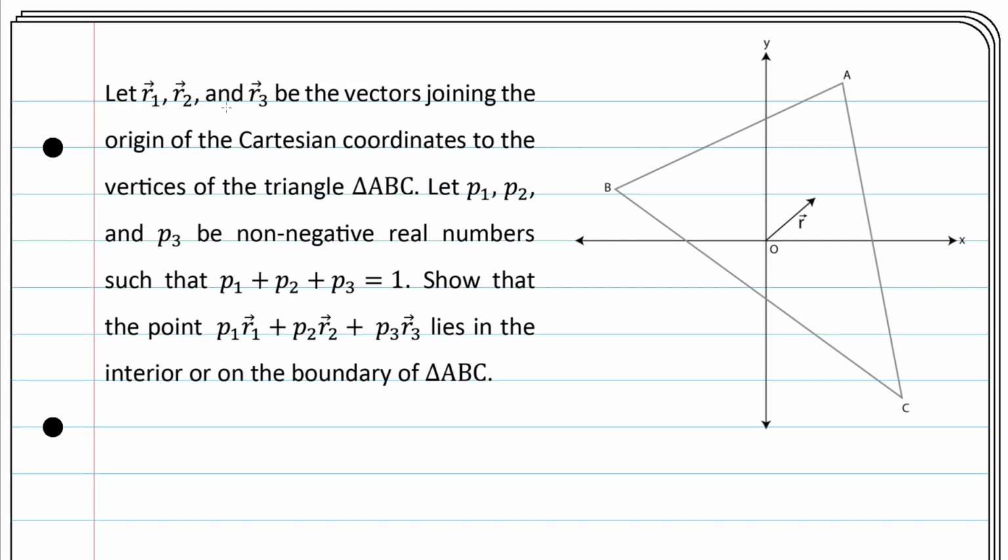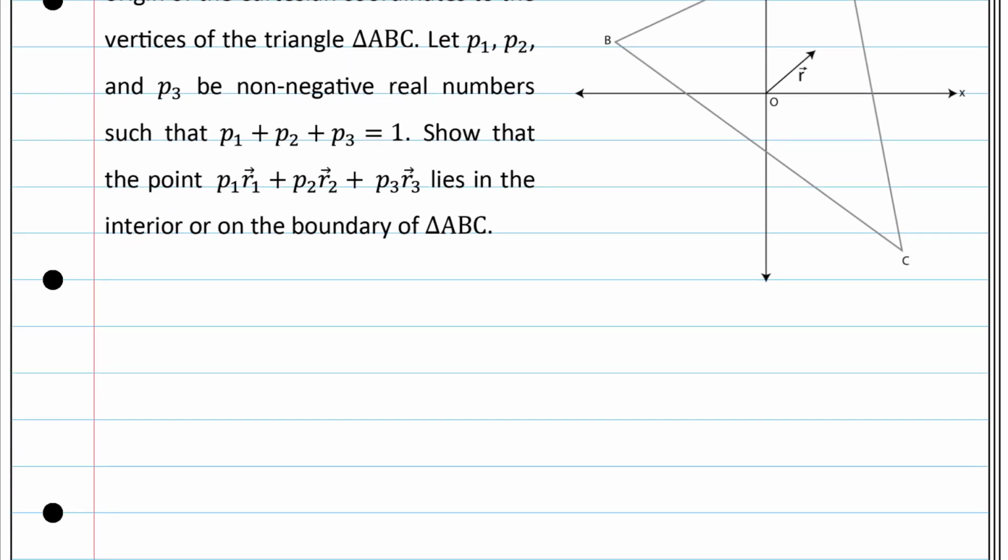Let R1, R2, and R3 be the vectors joining the origin of the Cartesian coordinates to the vertices of the triangle ABC. Let P1, P2, and P3 be non-negative real numbers such that P1 plus P2 plus P3 is equal to 1. Show that the point P1R1 plus P2R2 plus P3R3 lies in the interior or on the boundary of ABC. Pause the video and see if you can come up with a solution. Alright, let's get started.